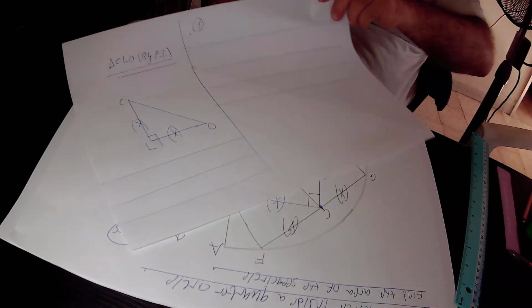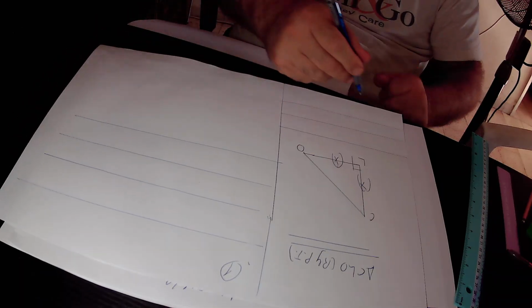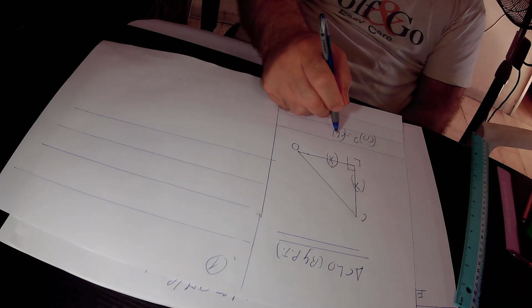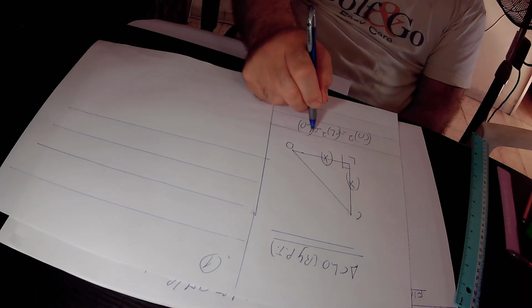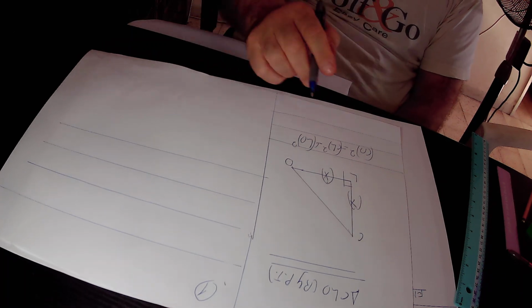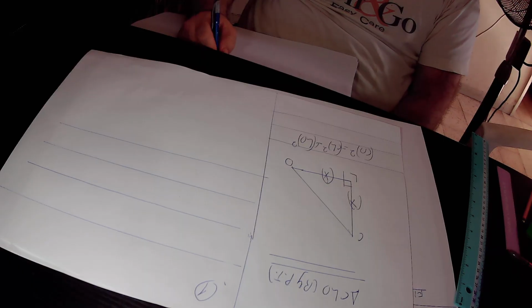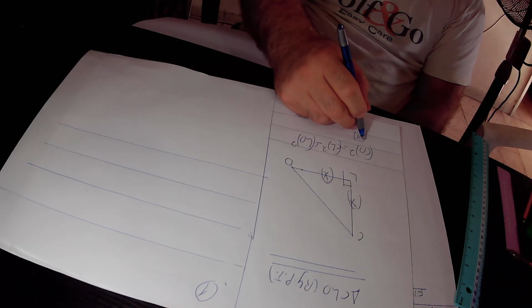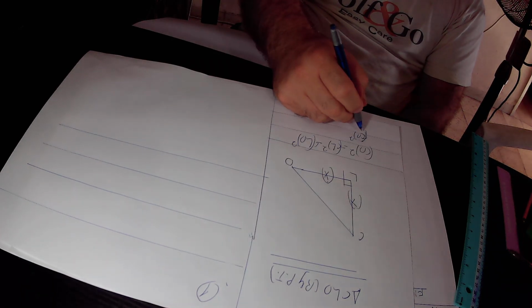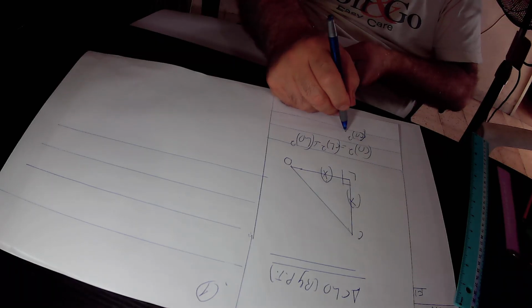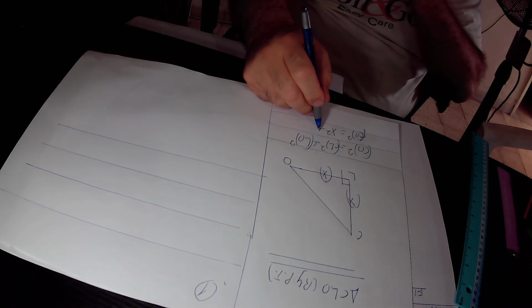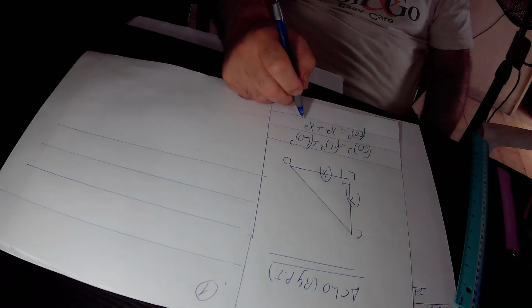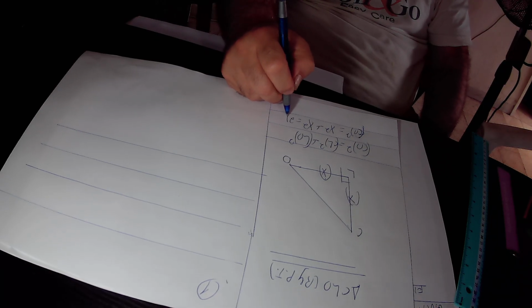CO squared, that is the square of the hypotenuse of the right triangle CLO, equals CL squared plus LO squared. CO is the missing side, so we leave it as it is. So CO squared equals CL squared. CL is x, therefore CL squared is x squared, plus LO squared. LO also equals x, therefore LO squared equals x squared. So in total CO squared equals x squared plus x squared, that is 2x squared.